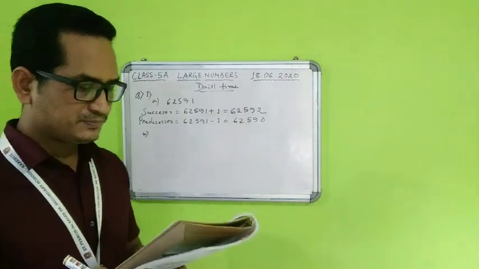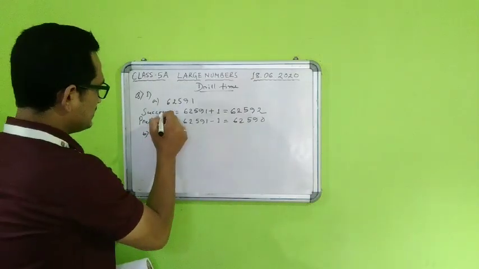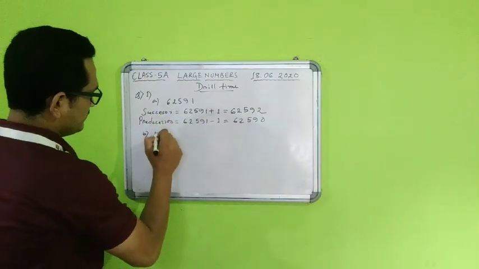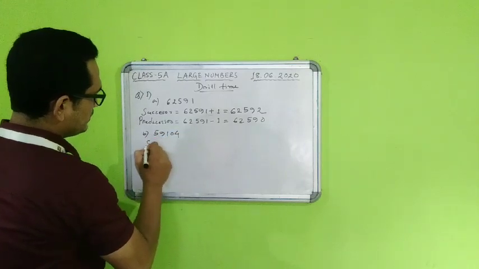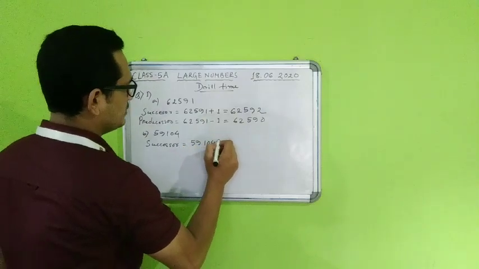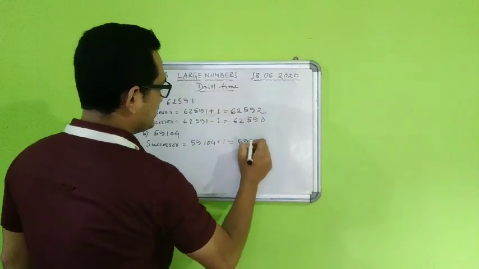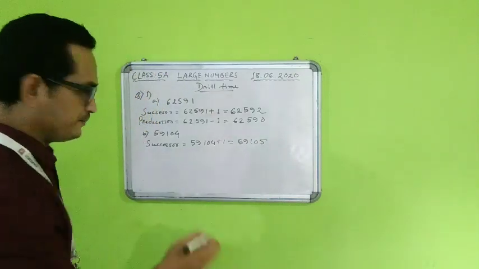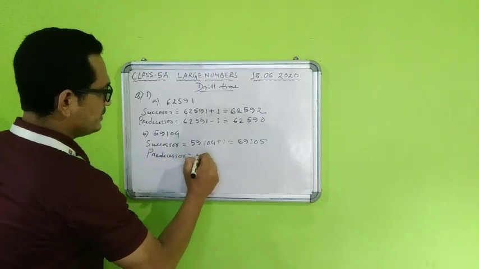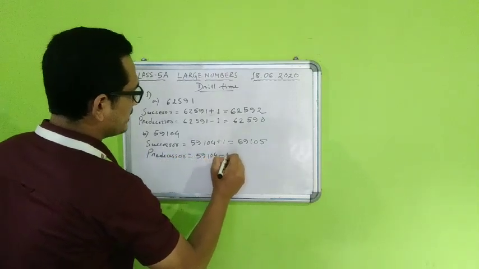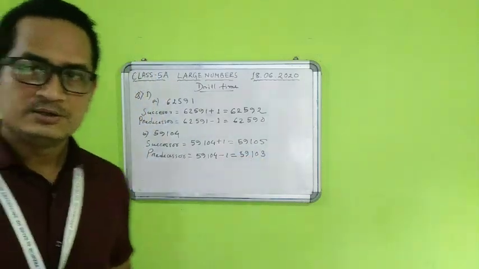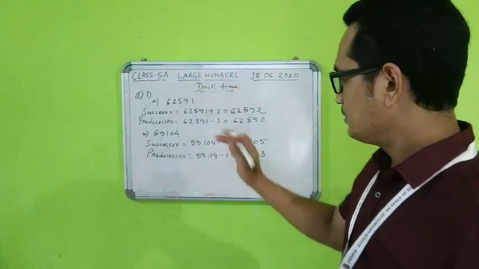Now part B, it is 59,104. So what will be its successor? It will be 59,104 plus 1, so it will be 59,105. Fine. And the predecessor, it will be 59,104 minus 1, so it will be 59,103. So these 2 will be the answer for part B.